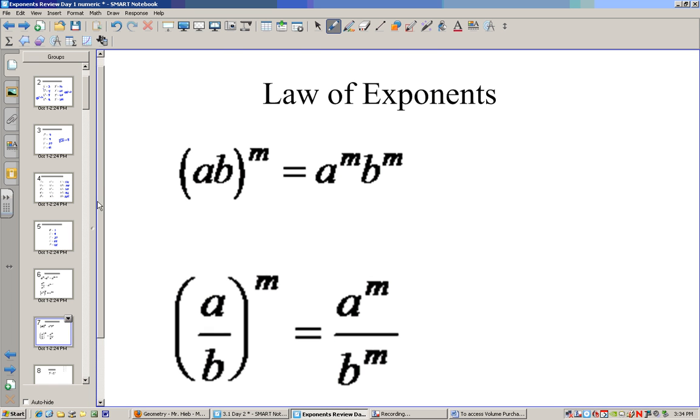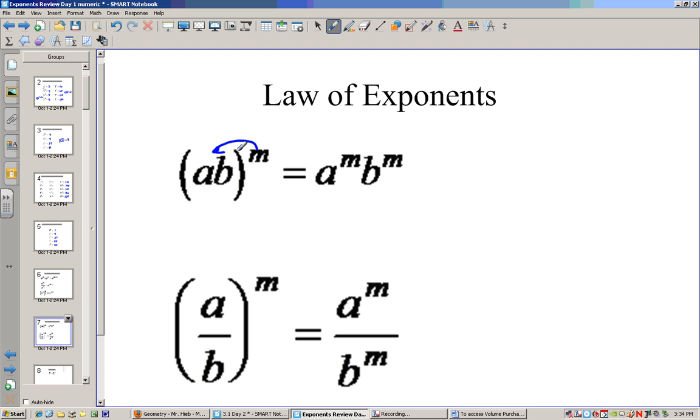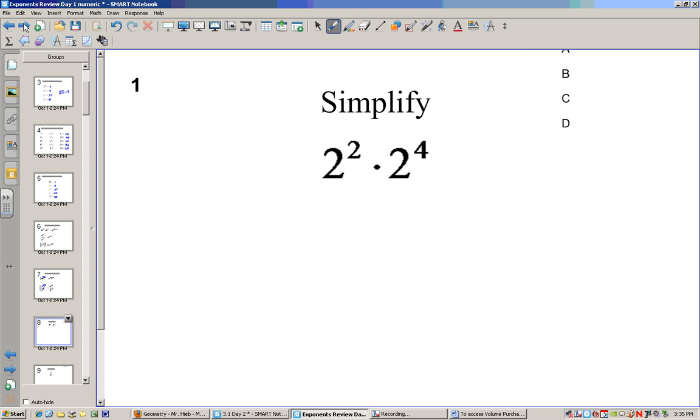Now, if I have ab to the m, I can distribute that to both of the variables that are inside the parentheses, and that goes for whether it's rational or just whole numbers. All right, so after each question I do here, pause it, work through the problem in your group, and then play it to get the answer.